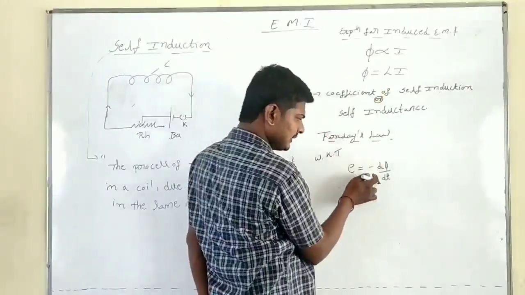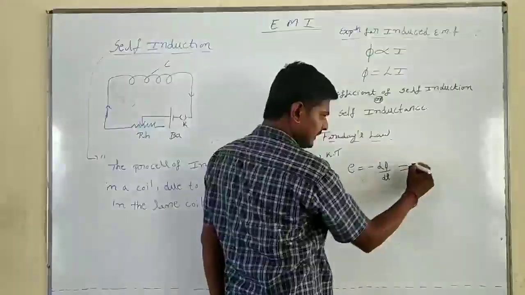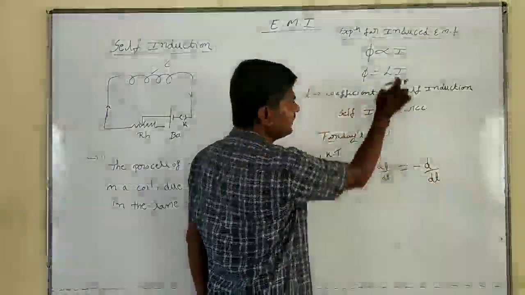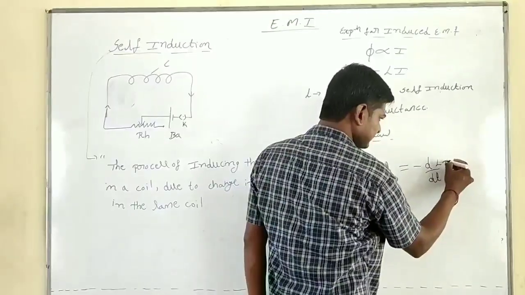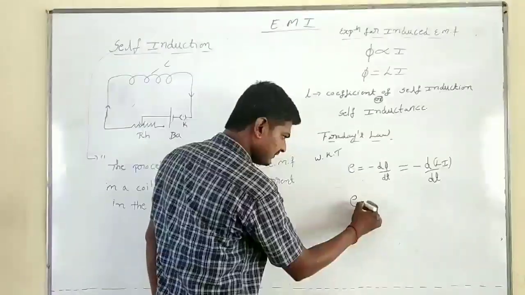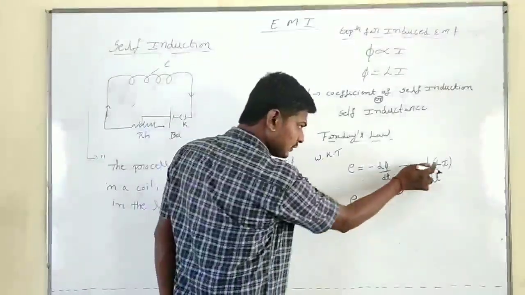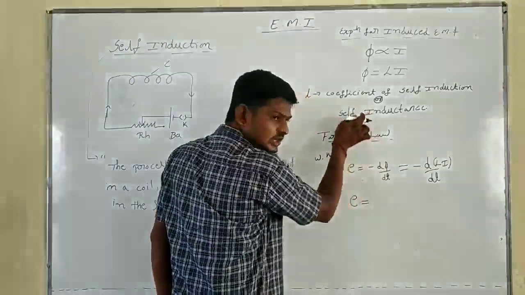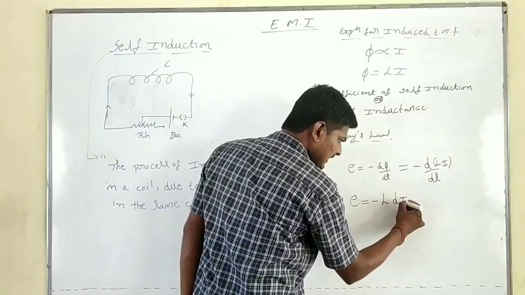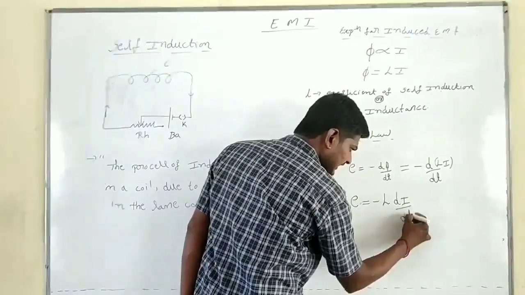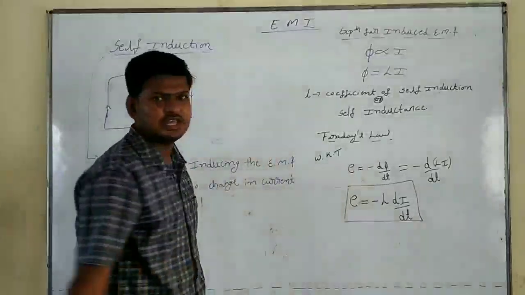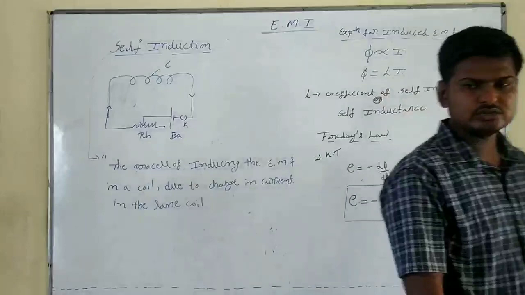Here I am going to substitute the φ value. When I substitute the φ value, what is going to become? d by dt of, in place of φ, Li. Means the induced EMF E is equal to L, I am going to take the constant. Self-inductance is a constant, so I am going to take L outside. E is equal to minus L into di by dt. This is the expression for induced EMF.